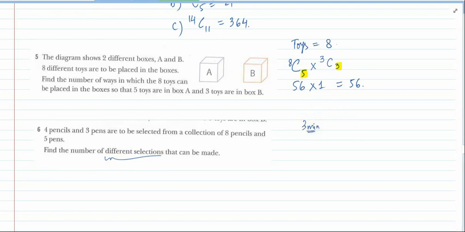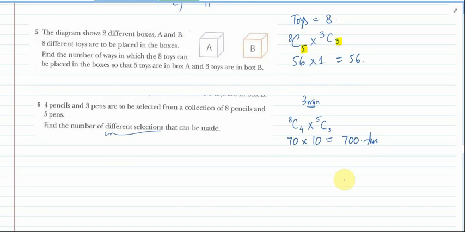Alright, now we have 8 pencils, right? Among those 8 pencils, we need to select 4 pencils, so that will be 8 combination 4, multiplied by the pens. We have 5 pens, and among those 5 pens, we need to select any 3 of them. So we have 8 combination 4 times 5 combination 3. 8 combination 4 is 70, times 5 combination 3, which is 10. So 70 times 10 leads to 700, and that is your part 6 answer.